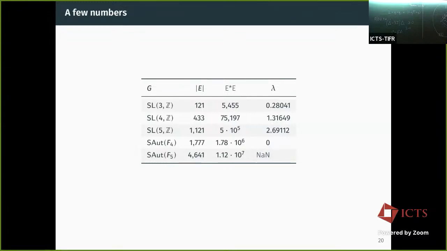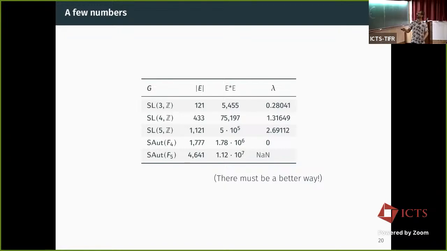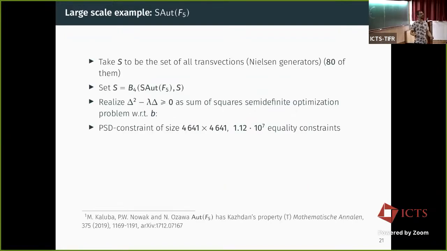But when we tried the same philosophy for SOut of 4, we got 0, which might mean anything. Well, maybe the basis that we have chosen was wrong, or the subspace where we are looking for this basis. But when we tried SOut of 5, it turned out that we couldn't actually solve this because it was too large, right? So then we thought there must be a better way. And of course there is one.